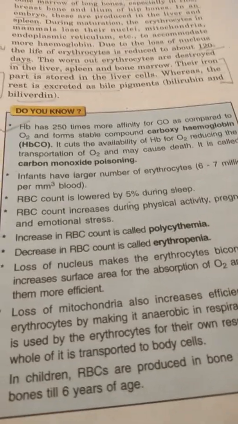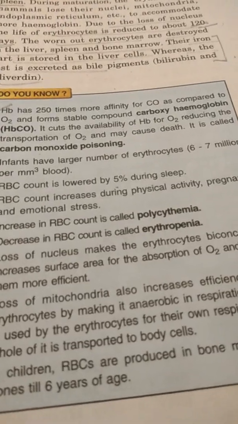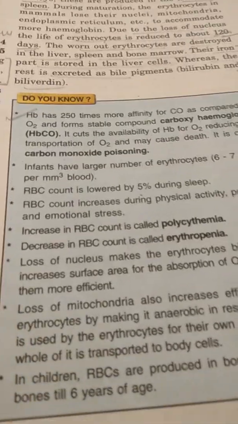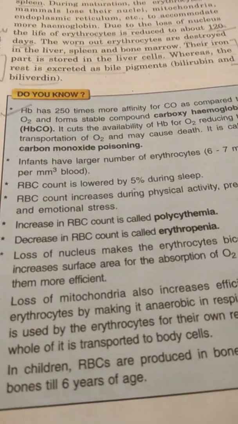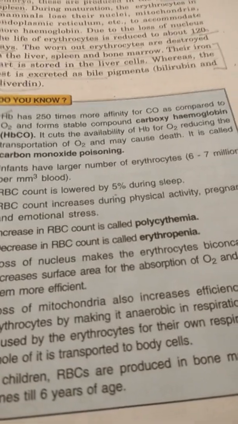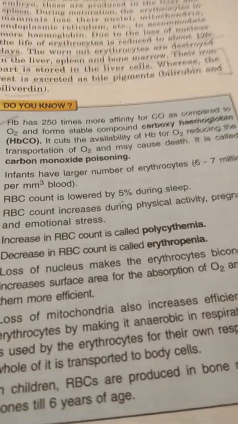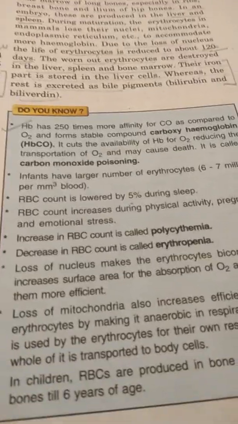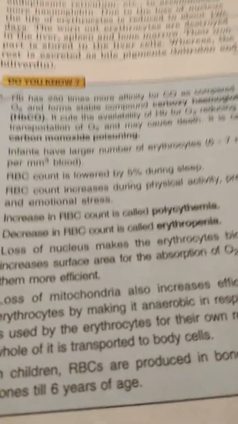Red blood cell count is lowered by 5% during sleep because the body activity slows down. No extra physical activity is taking place. Even the basic metabolic activities slow down. So we do not require more energy. So slower respiratory activity, less oxygen intake, red blood cell count is lowered.